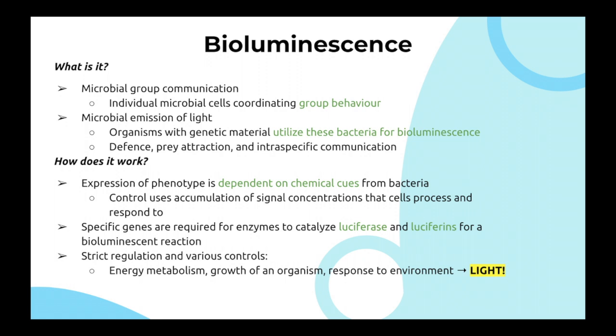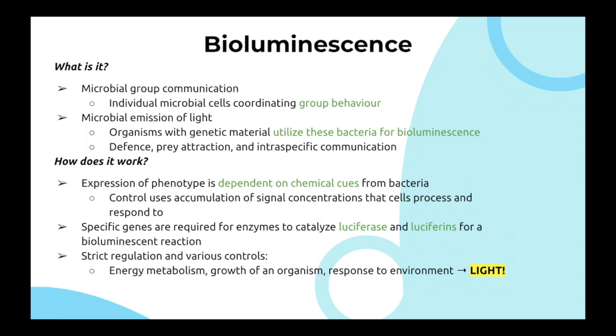Bacterial bioluminescence is a good example of microbial group communication that involves individual microbial cells coordinating group behavior. Emission of light from a group of cells is highly effective and useful to organisms that have developed and evolved genetic material to accept these bacteria. These organisms use processes of bioluminescence for various behaviors in the environment, including defense, prey attraction, and intraspecific communication.